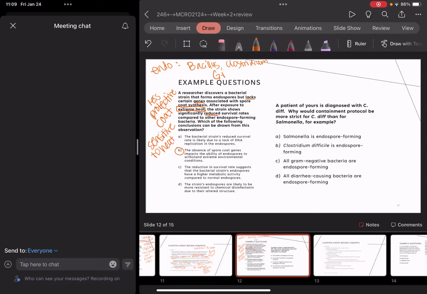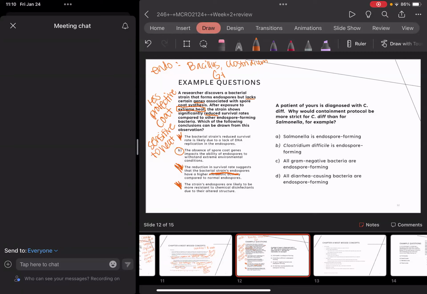The reduction in survival rate suggests that the bacterial strain's endospores have a higher metabolic activity. This is not suggesting anything about metabolic activity. It's also unlikely that the DNA is being impacted in any way, but we do know that we are having gene changes that have led to being sensitive to environmental factors like heat. The strain's endospores are likely to be more resistant to chemicals. More resistant? That's not what I'm getting out of this at all. We're actually saying it's going to be probably, if we were to put chemicals on it, I'm betting that it's also going to be more sensitive to that as well. So B is our answer.